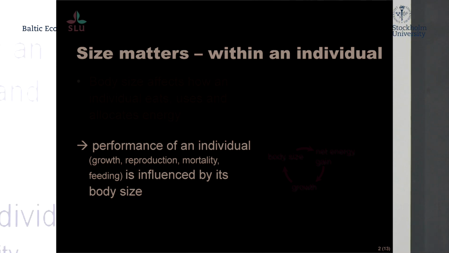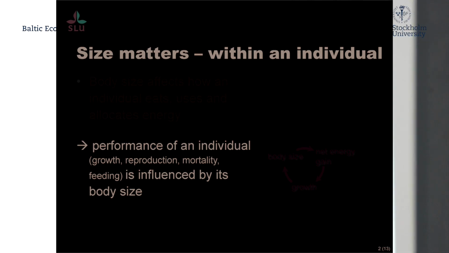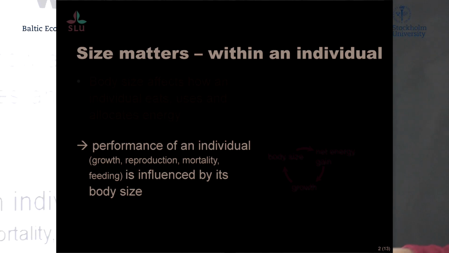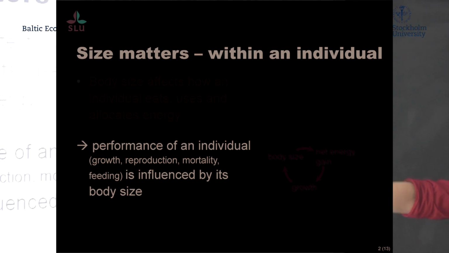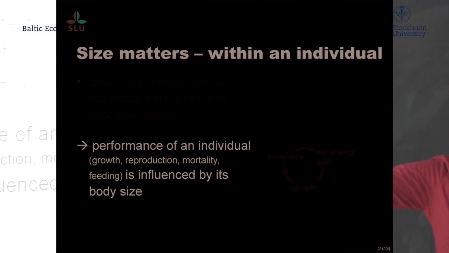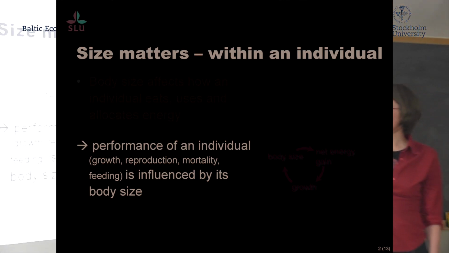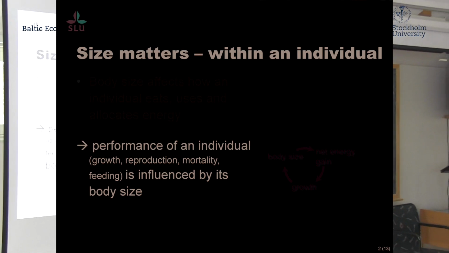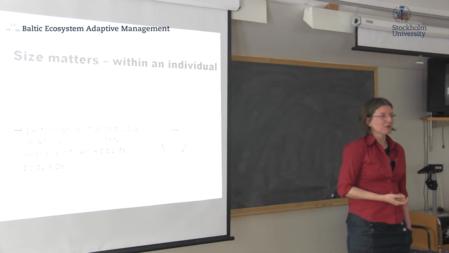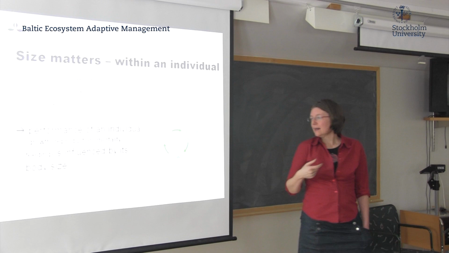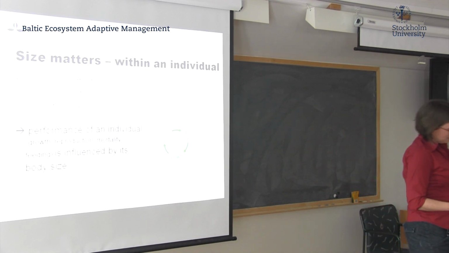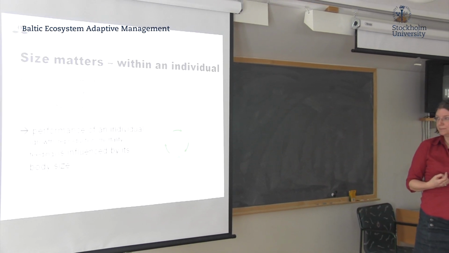So this fact that size matters for what you eat and how you allocate and use your energy means you have a feedback, right? So body size affects my net energy gain, which in turn you allocate to growing, which again affects your body size, right? It's sort of an obvious feedback, but it's an important feedback because it means that the performance of an individual is also influenced by its body growth. And performance in terms of how I grow and how I reproduce, for example.